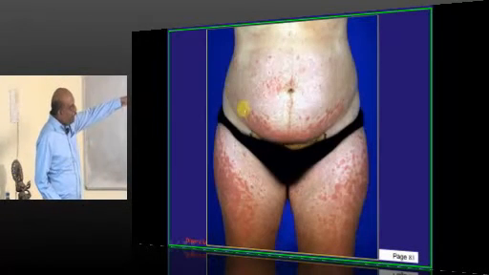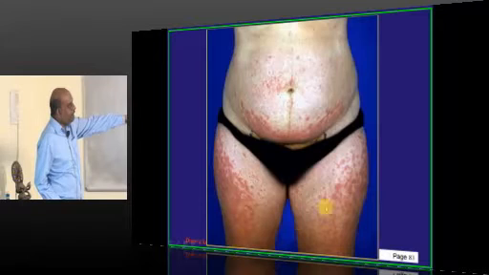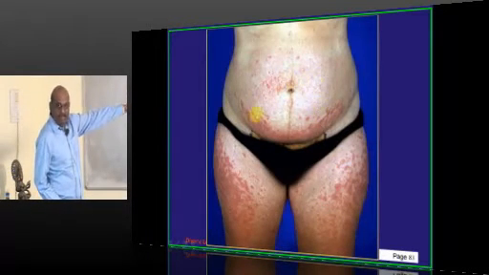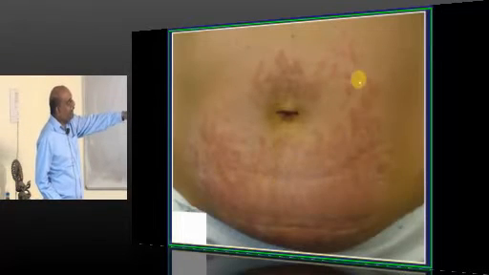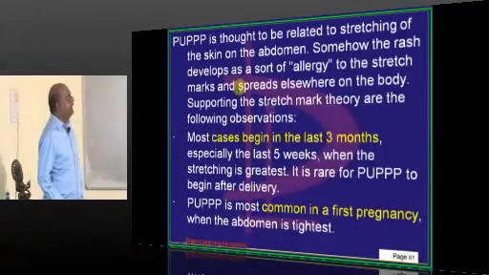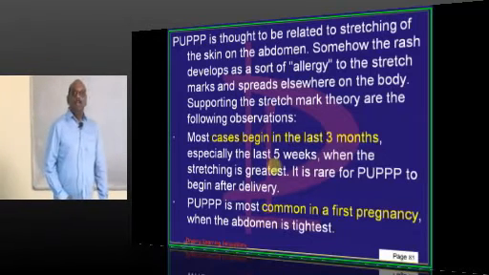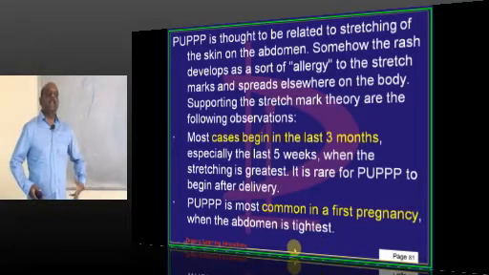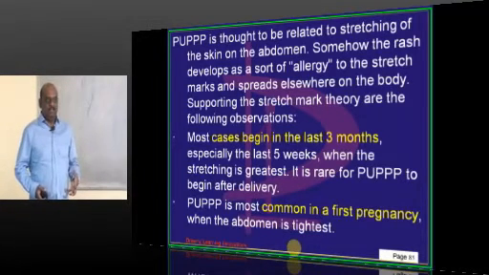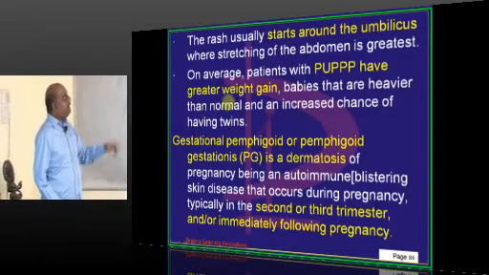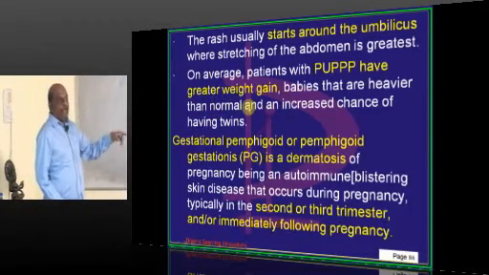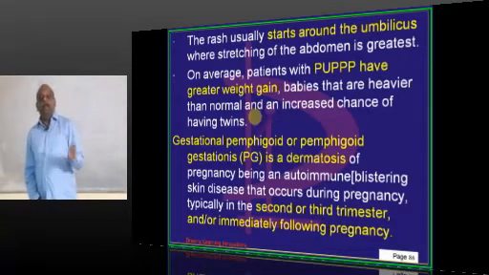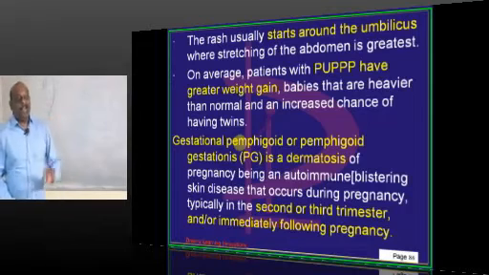This is a classical example. Along the stretch marks, here you have stretch marks, no? And almost full term pregnancy, last 3 months, that is the time when typically you get the development of the rash in case of PUPPP. PUPPP is most common in the first pregnancy, because that is when the abdomen is tightest. It starts around the umbilicus. And if you compare patients who didn't get PUPPP versus those who did, the patients who got PUPPP had a greater weight gain.